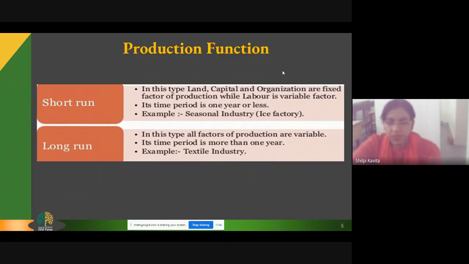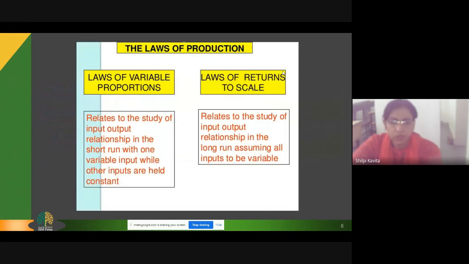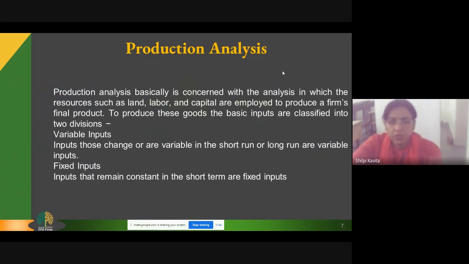Production function with respect to the time period has been short run and long run. Short run is a period of 1 year and below, and long run is a period of more than 1 year. As we all know, the law of variable proportion is applicable in the short run production function because it is related to returns to a factor. While the laws of returns to scale relate to the study of input-output relationship in the long run, assuming all inputs to be variable. Production analysis was based on the concept of variable input and fixed input, and we all know this fixed input concept is only applicable in the short term.